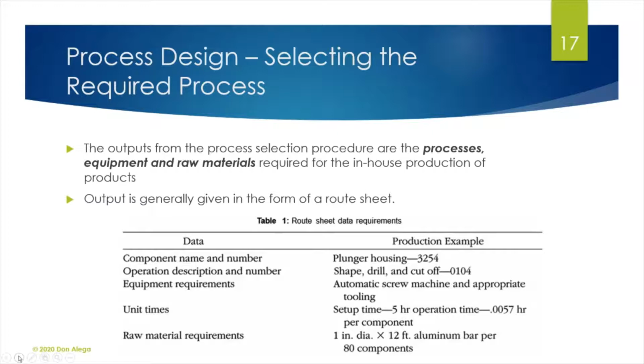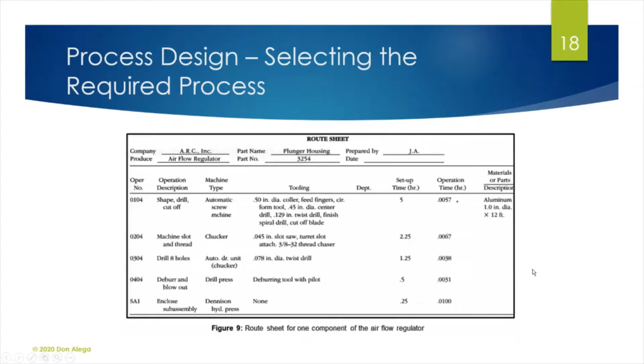So after natin ma-identify yung mga components and parts together with the bill of materials, pupunta na tayo dito sa route sheet, 'di ba? Output of the process selection. Ibig niyang sabihin. Okay po. It is, sabi dito, output is generally given in the form of the route sheet. Okay po. So sa route sheet, makikita natin dito yung mga process, equipment, and raw materials na kailangan natin. And then, ito yung example niya, yung operation number, description type, machine type, yung tooling, yung setup time, operation, then yung materials.